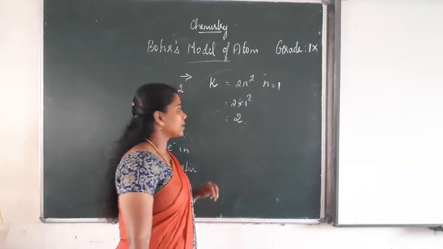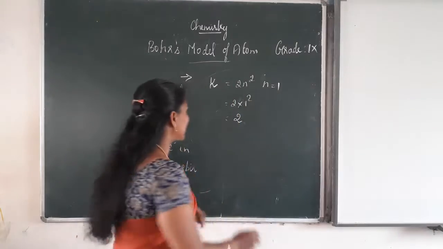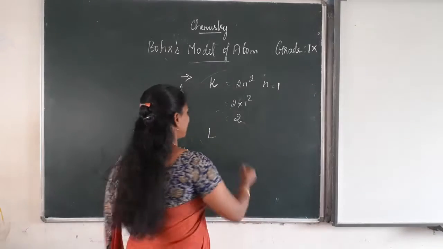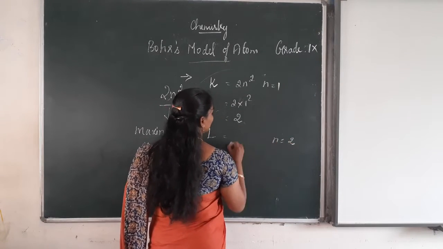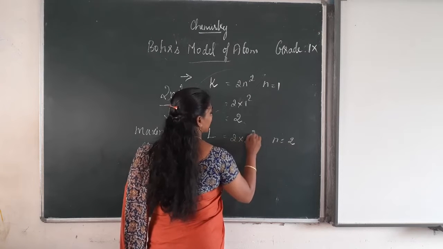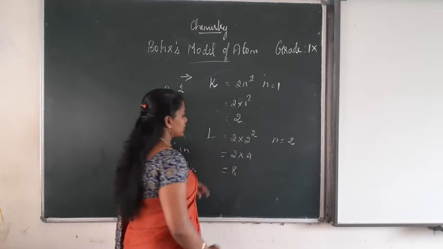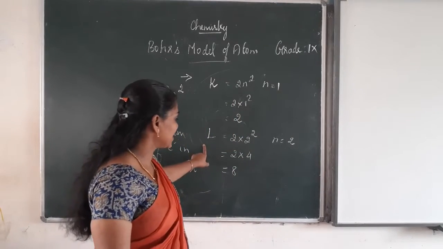According to him, the maximum number of electrons that can be placed in the K shell is 2. Then the next orbit name, what? The second orbit is L. So n is equal to what? n is equal to 2. So 2 into 2 square is 8. So the number of electrons that can be accommodated in the L orbit is 8.